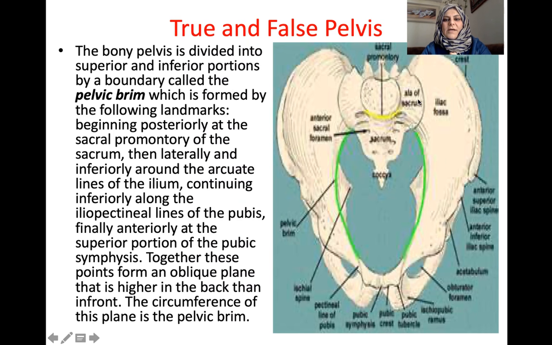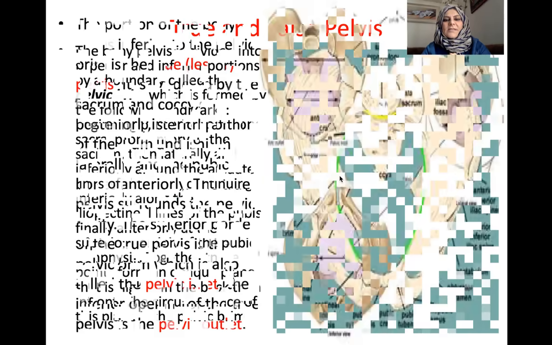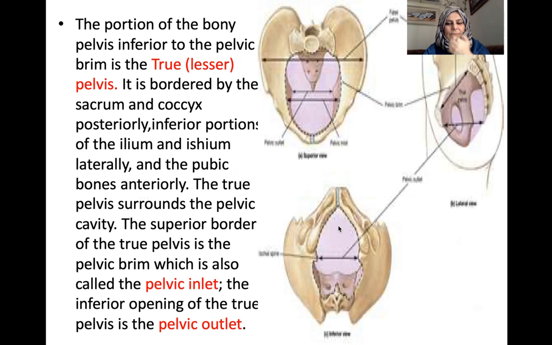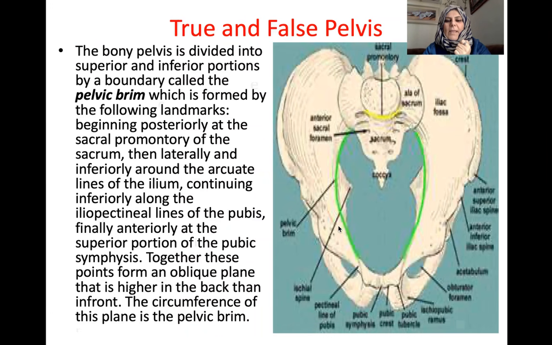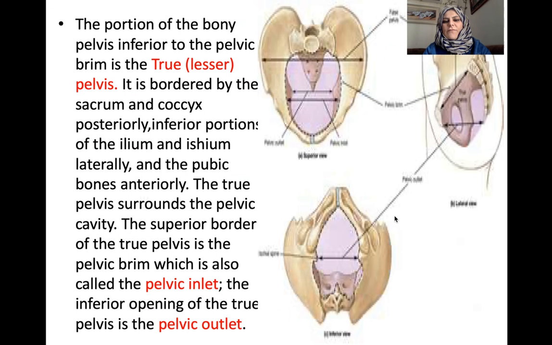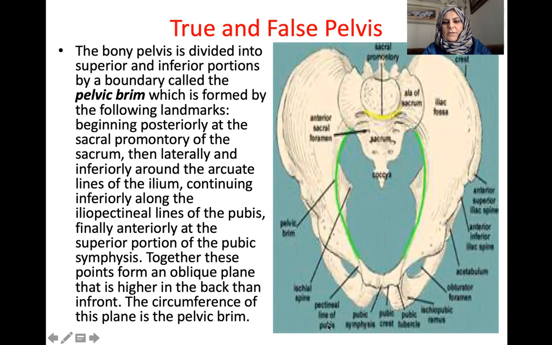So the sacral promontory posteriorly, with the iliopectineal line on each side, and the posterior surface of the pubic bone, will form the pelvic brim. The cavity which lies above the pelvic brim is called the false pelvis, and the cavity which lies below it is called the true pelvis.